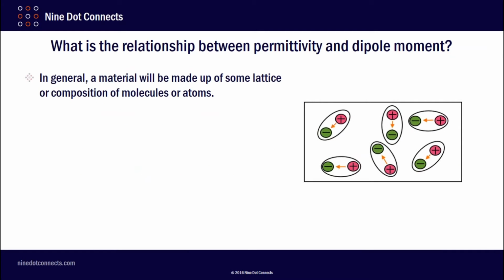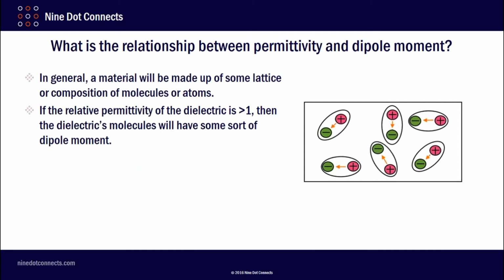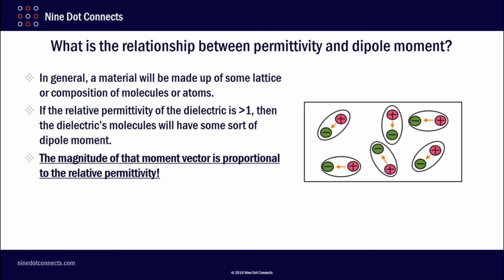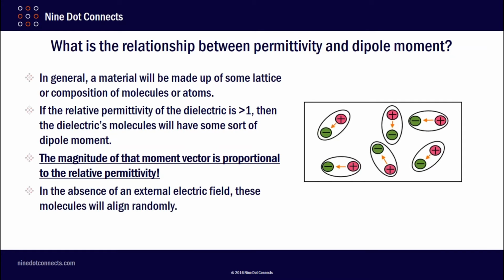In general, the material is going to be made up of some lattice or composition of these molecules or atoms, and if the relative permittivity of that dielectric is greater than 1, then the dielectric's molecules will have some sort of dipole moment overall. It's important to understand that the magnitude of that moment vector is going to be proportional to the relative permittivity value that you see in the material data sheets. In the absence of an external electric field, these molecules will align randomly.